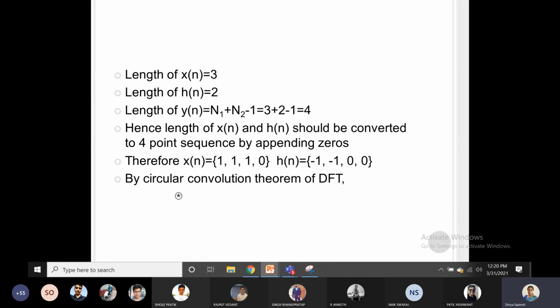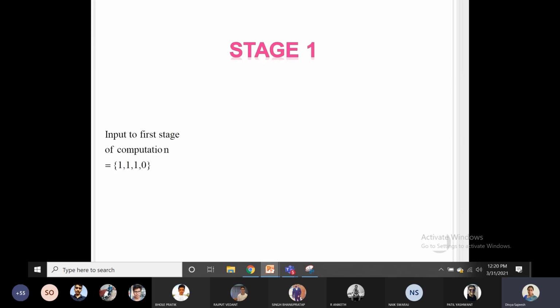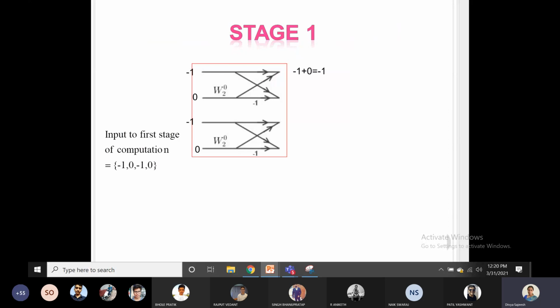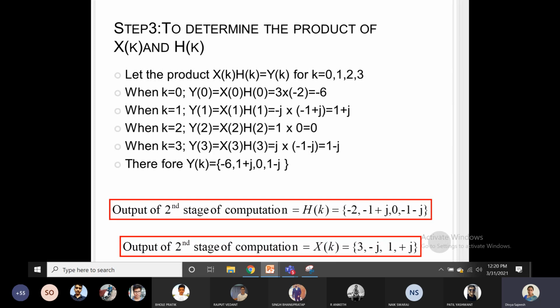After that, we applied the DFT to obtain X of k and H of k. We obtained X of k by the FFT method, and we obtained H of k again by the FFT method. Then finally we multiplied those two term by term, for the 0th position, 1, 2 and 3, and we obtained Y of k. But the question asks for the response, so the response is the inverse of Y of k, which is y of n.